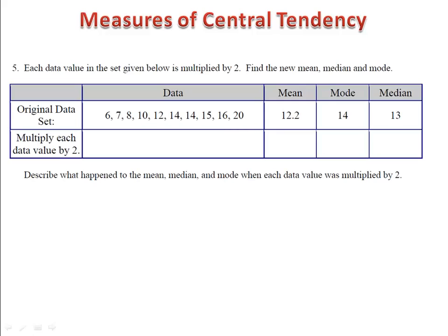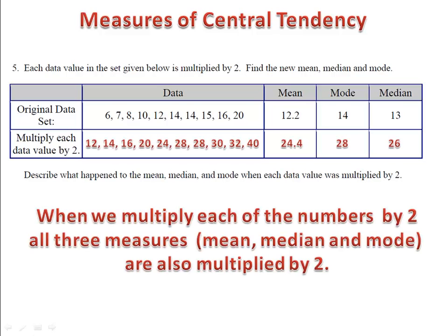In example 5, we're going to take the same numbers, but instead of adding to them, we're going to multiply. Here, we multiply each number by 2, and then we find the new mean, median, and mode. In this case, the mean, median, and mode were all multiplied by 2, just like each of the numbers in the data set was.